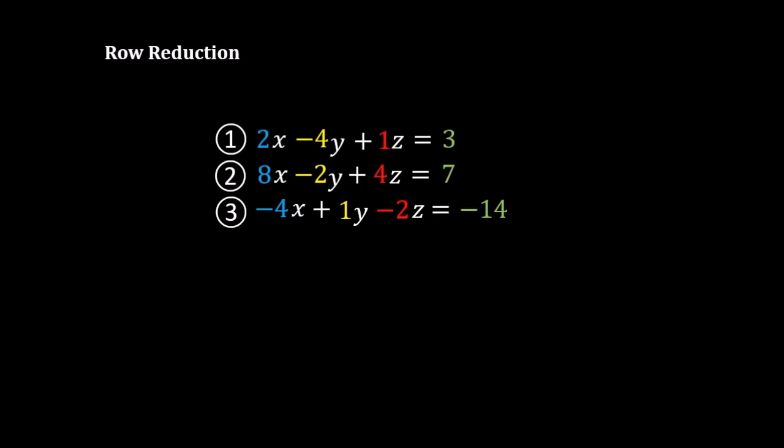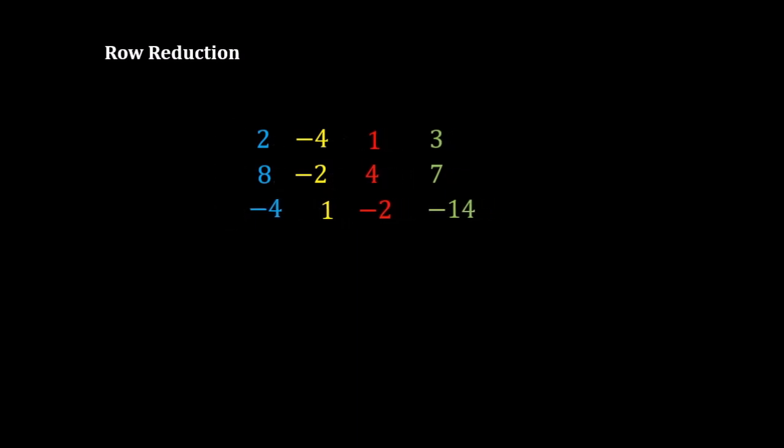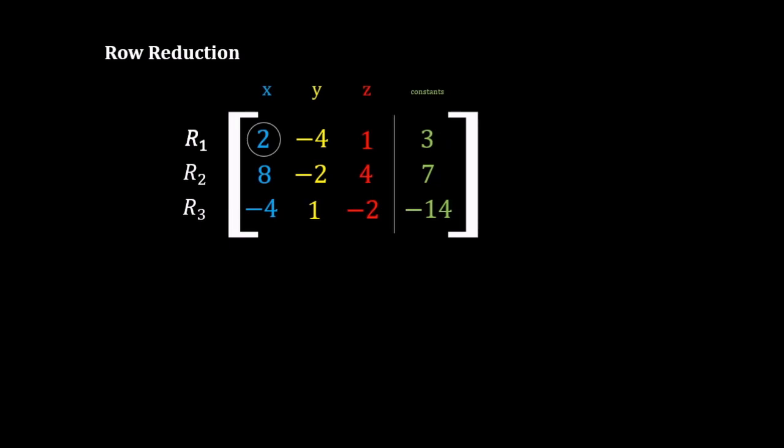We can convert this system of equations into a matrix by simply taking the constants and the variable coefficients. Starting with row 1, column 1, we want it to be 1. We can easily do this by dividing row 1 by 2 and storing it into row 1. Row 2, column 1 needs to be a 0.